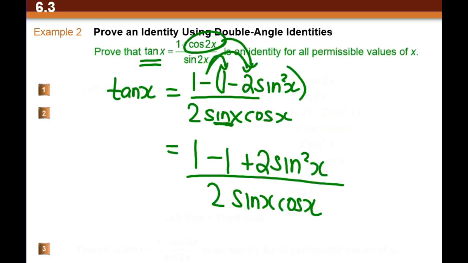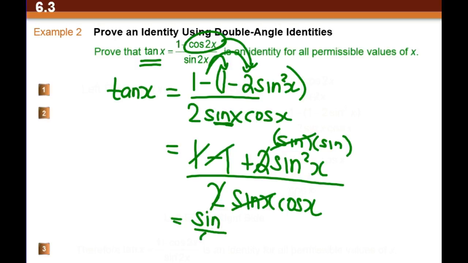So 1 minus 1 is just 0. So really all we have is a 2 sine squared in the top. Can we cross off the 2's also? 2 in the top, 2 in the bottom. So now we have it down to sine squared over sine x cos x. And if you think about it, sine squared is just sine times sine, right? So you should be able to cross one of those guys with one of those guys. And all we have left is sine over cos. And what is sine over cos? It's tan.